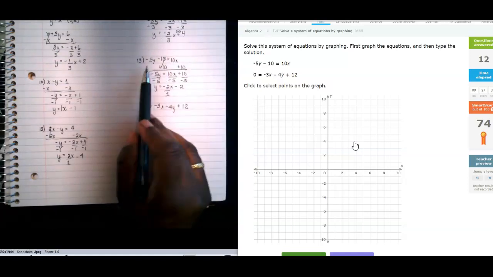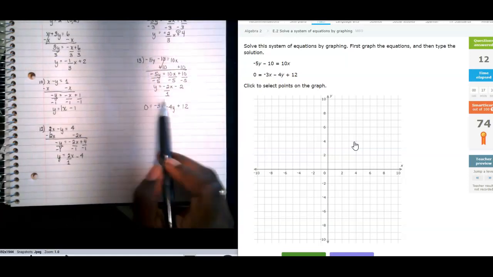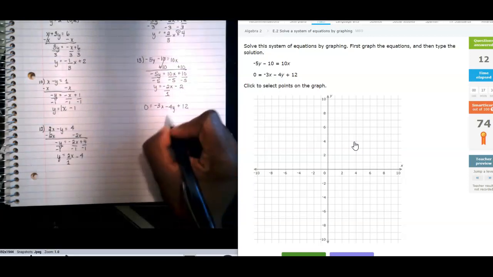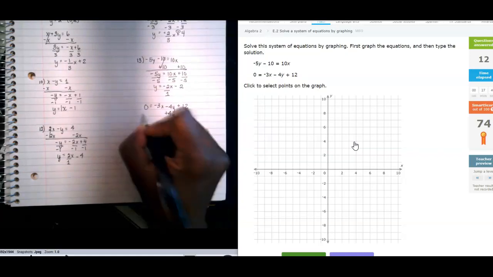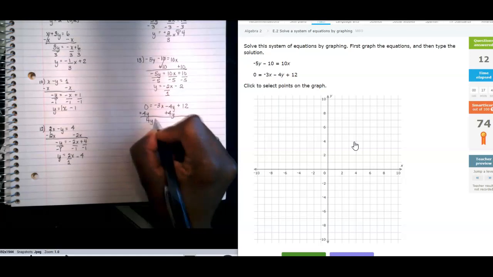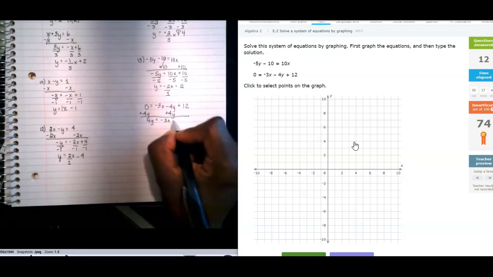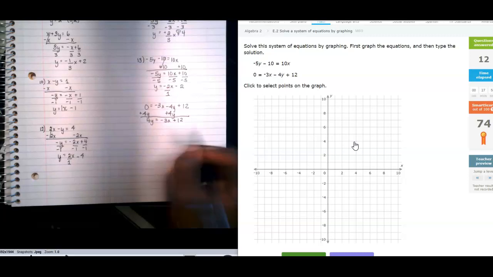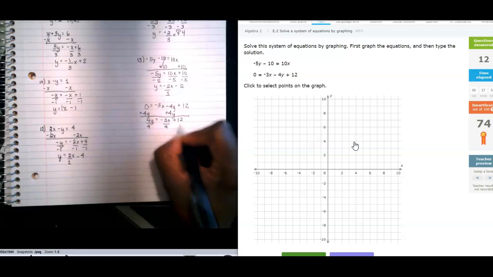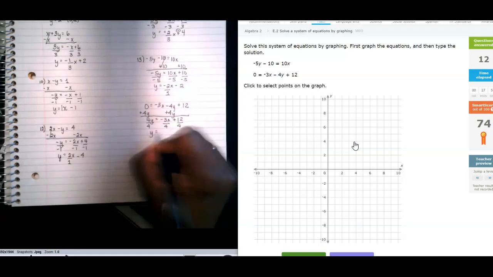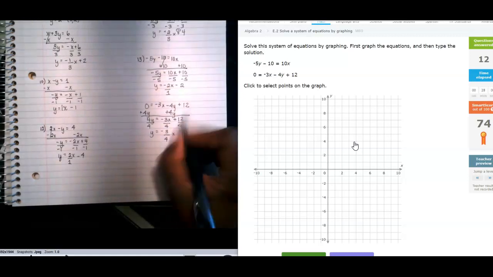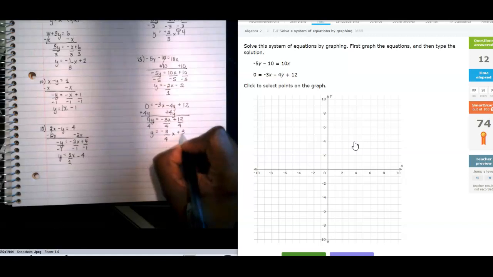Again, we want it to look like slope-intercept form, y equals mx plus b. So what I'm going to do is add 4y to both sides of the equation. And I've got 4y is equal to negative 3x plus 12. Well, it's kind of looking like what we need now, but we need y alone. So we're going to divide by 4. And we've got y is equal to negative 3/4 x. And 12 divided by positive 4 is positive 3.